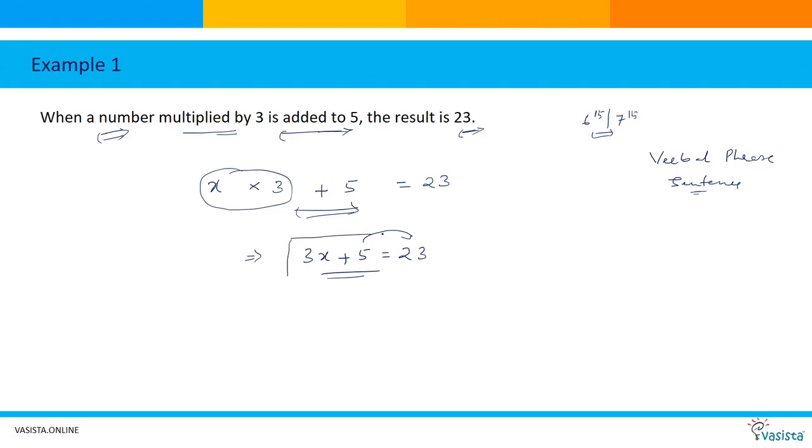That you leave. First of all, let us understand how exactly we can generate the algebraic expression. It's very simple. We don't know the number, this is the unknown x, and it is multiplied by 3, we are multiplying that unknown number by 3, and it is going to be added to 5, the result is 23.